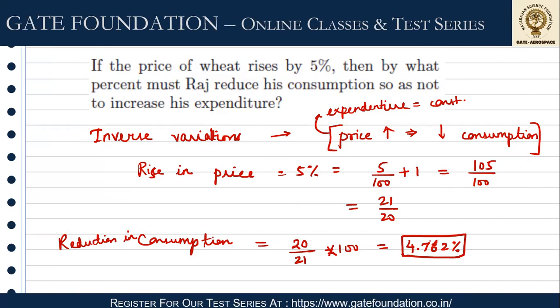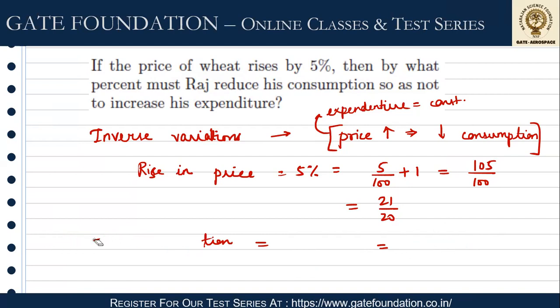So 100 minus this is the reduction in consumption, 4.762. Yes, 4.76. Sorry, I didn't get you. So reduction in consumption equals 1 minus 20 by 21 into 100. Yeah, okay, yes. This is the actual consumption.